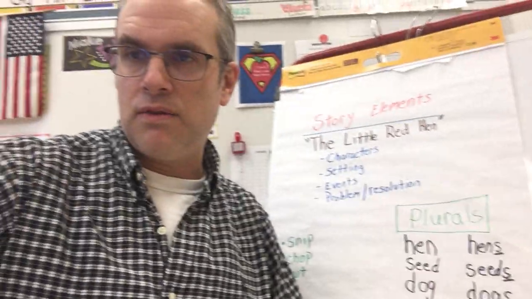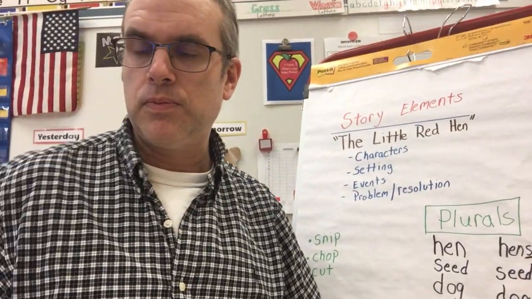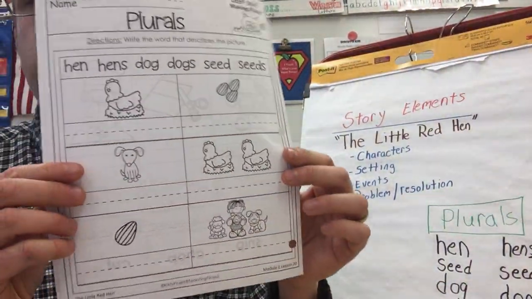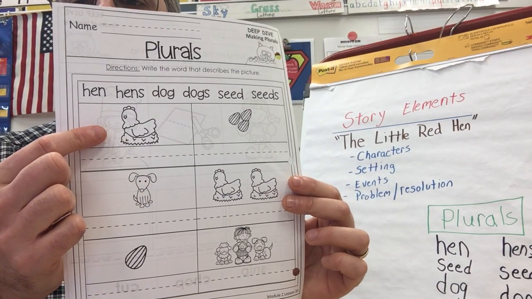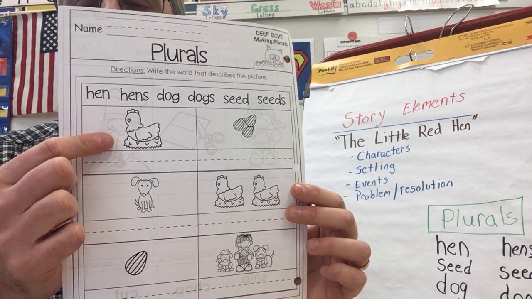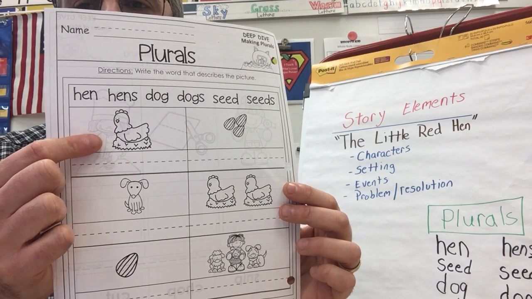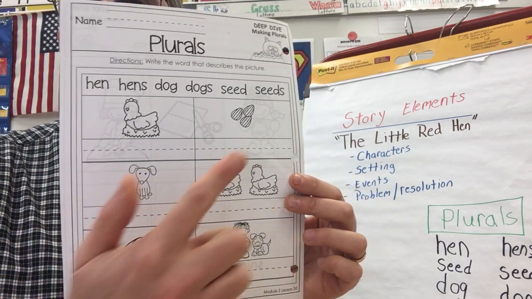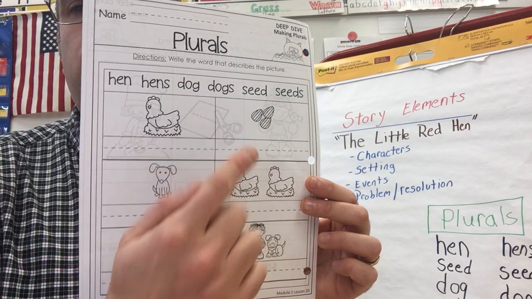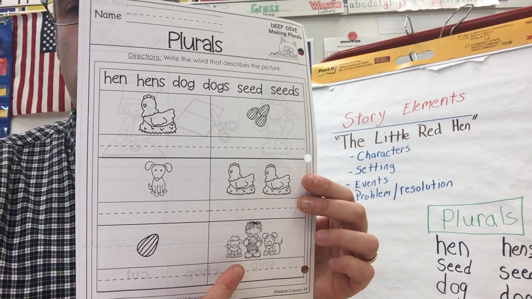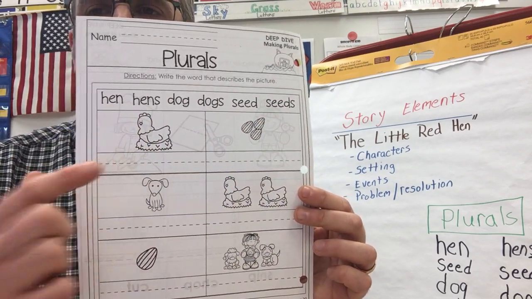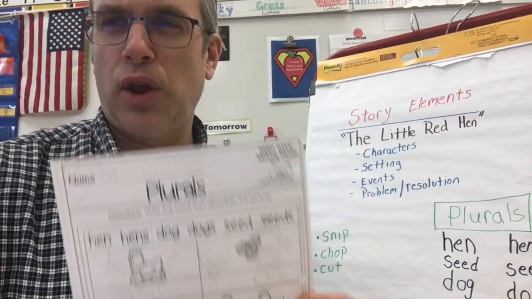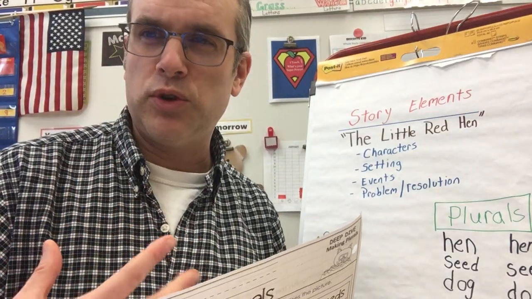There's a response activity for you to explore plurals. It looks like this. You have to look at the picture and decide whether it is hen or hens. If there's only one, there's no S at the end of the word. Seed or seeds. Dog or dogs. So your job is to use the word bank and write the correct word to match the picture to show if there's only one or if there's more than one, which means plural.